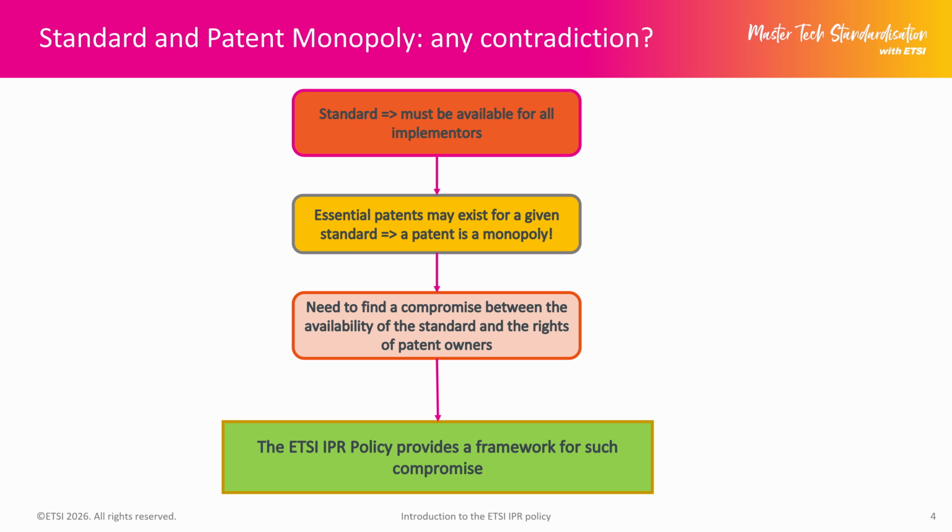This creates a situation in which an inherent tension must be managed. On one hand, a standard must remain available to all implementers in the market. On the other hand, a patent grants its owner a legal monopoly, giving the patent holder the right to prevent others from using the patented technology and, by extension, the standard that incorporates that technology. There is therefore a need to strike a balance between ensuring broad access to the standard and respecting the legitimate rights of the patent owners. Providing the framework for this balance is precisely the purpose of the ETSI IPR policy.